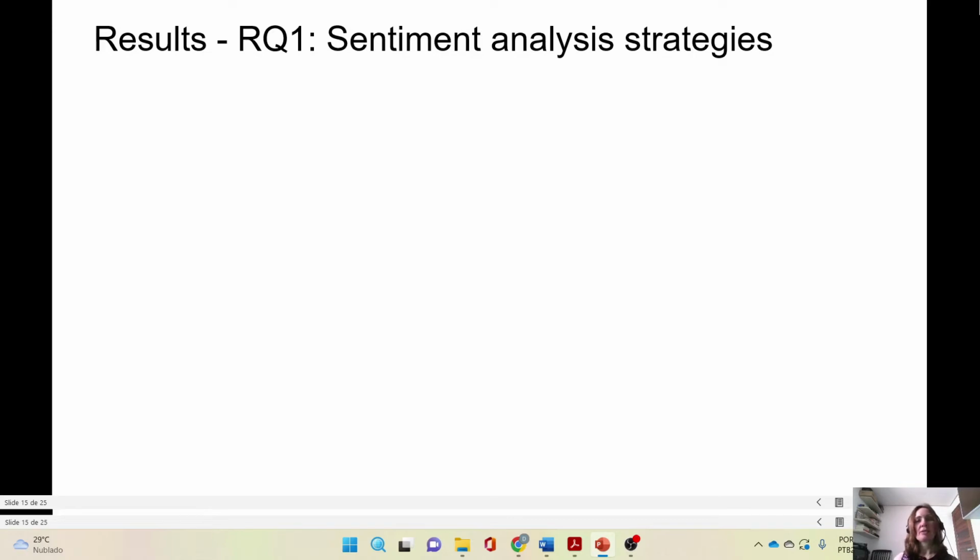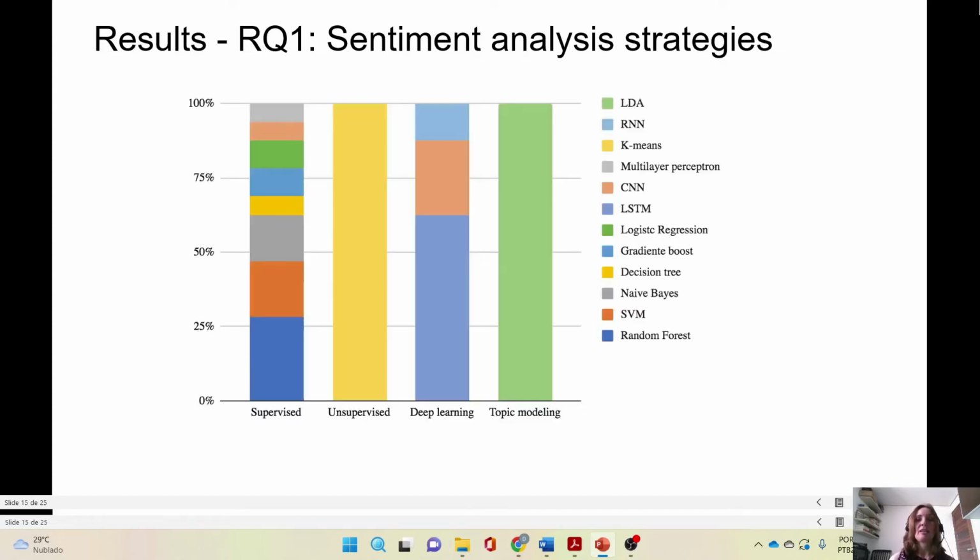Trying to answer our research questions, the first one concerns sentiment analysis strategies. We have collected that the most used strategies concern really machine learning strategies such as supervised learning and unsupervised learning, but mainly supervised ones, and also some kinds of deep learning, and also some kinds of LDA or topic modeling strategies.